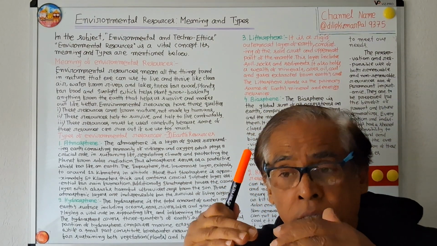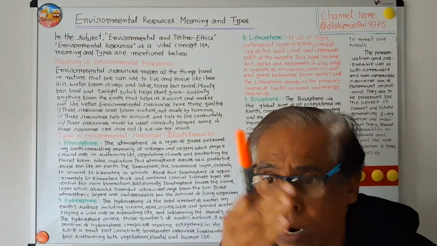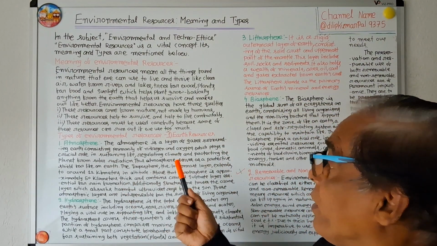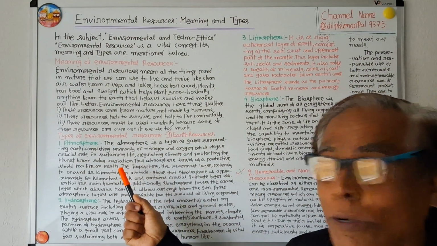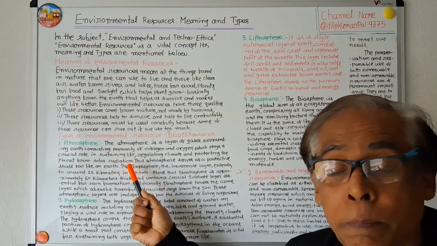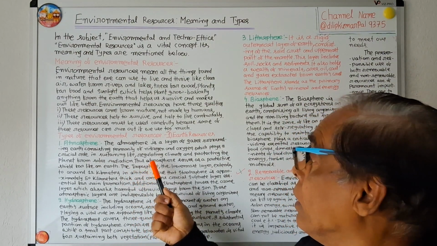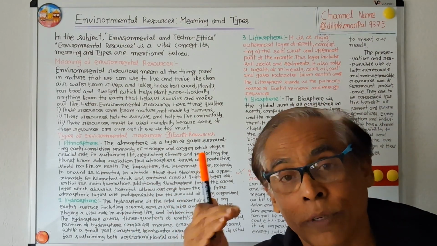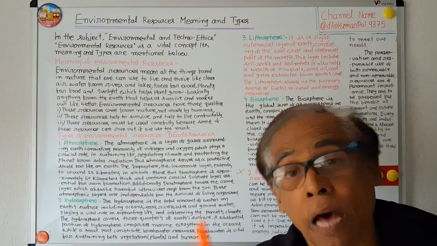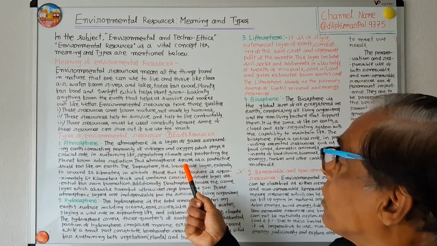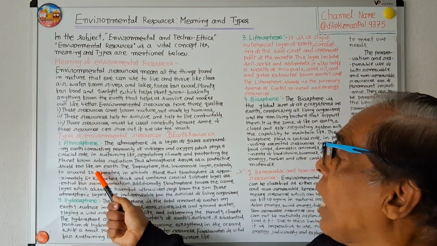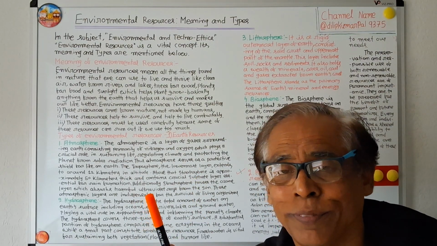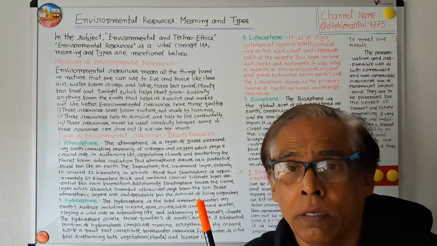Atmosphere means the gaseous layer around the earth, mainly consisting of oxygen and nitrogen, which plays a crucial role in sustaining life. They play a crucial role in maintaining life, regulating the climate, and protecting the earth from solar radiation. So atmosphere is a very important earth resource. Thus atmosphere serves as a protective shield for life on earth. It is like a protecting shield for life on earth.